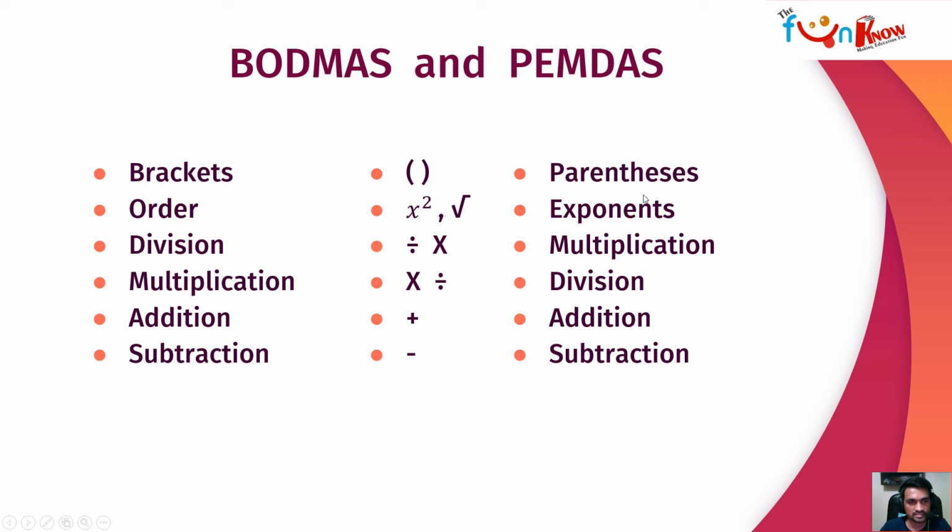Brackets is the same as parentheses. Order is the same as exponents. And here division and multiplication are swapped. You can see division comes first in BODMAS and multiplication comes first in PEMDAS. But division and multiplication both have the same precedence, and after that come addition and subtraction.